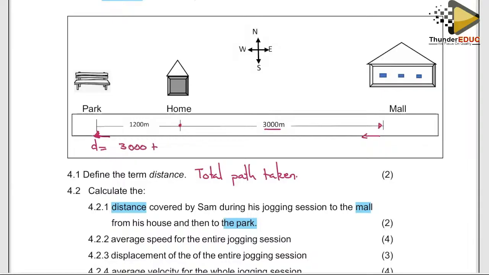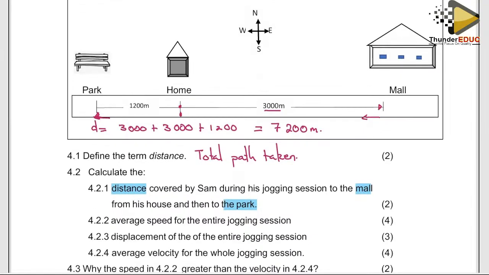Then if I look, I was told he went back, right? So before he got to the park, he passed through his home or his house, right? So from the mall to his house, it's also again going to be the same distance, which is 3,000. Then after that, he passes his home, goes to the park, which is 1,200, right? So if we do our math there, 3 plus 3 is 6, so it's 6,000 plus 1,200. So I'm going to get a value of 7,200 meters. So the total distance traveled there is 7,200 meters. So that's how we calculate the distance traveled.